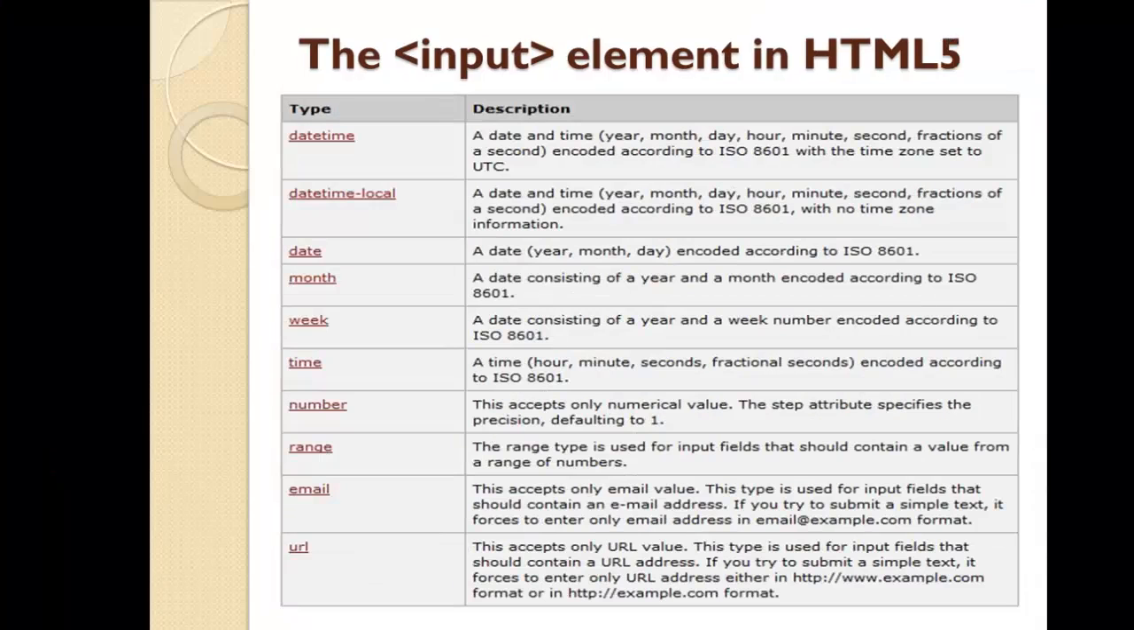Apart from these mentioned attributes, HTML5 input elements introduced several new values for the type attribute. These are listed like datetime. A datetime can be year, month, day, or minute, second, fraction of second, encoding, and everything. Datetime-local is encoded according to ISO 8601 with no time zone information. We have date, month, week, time, number, range, email, URL, and much more.